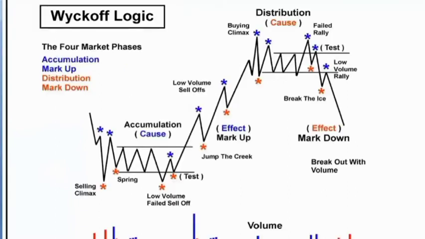So Wyckoff basically looks at the chart in four phases: the accumulation phase, the markup phase, the distribution phase, and the markdown phase. The accumulation phase is what gives the momentum for the markup phase. After the markup phase, it will lead to the distribution phase. After the distribution phase, it's going to lead into the markdown phase.